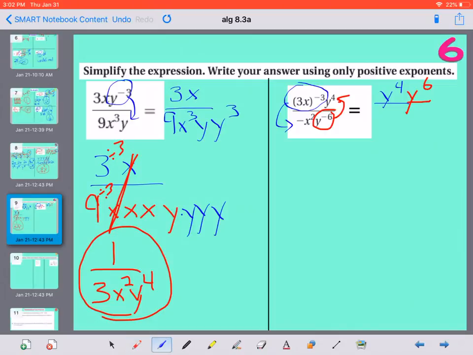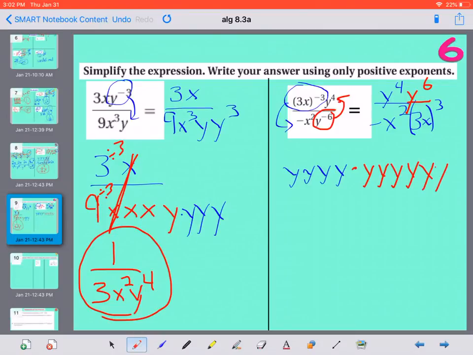On the bottom then we're going to have negative x squared and 3x to the third now. So if we were to write this all out then, on the top we would have 1, 2, 3, 4 y's times 1, 2, 3, 4, 5, 6 y's.